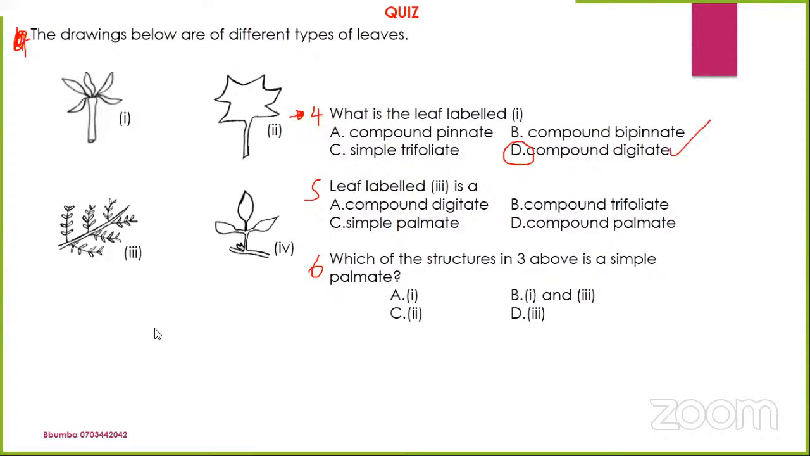Okay, let's choose Derek. Yes, Derek. When I choose you, please unmute very fast and then give us the answer. Derek has disappeared.